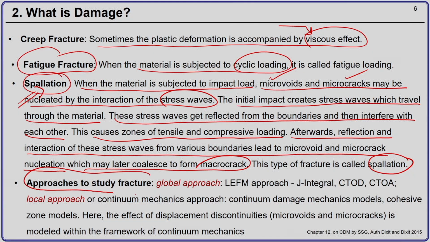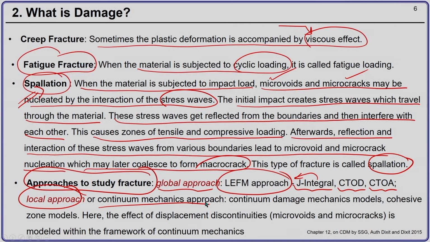So, there are two approaches to study the fracture problem. The first approach is the global approach. In this approach we have what is called the linear elastic fracture mechanics approach, where the concepts of J integral, crack tip opening displacement, crack tip opening angle, etc. are considered. These all fall into the area of the global approach, and we also have what is called the local approach or the continuum mechanics approach. In the continuum mechanics approach we have continuum damage mechanics based models and cohesive zone models.